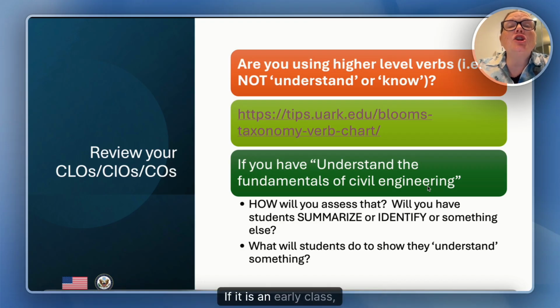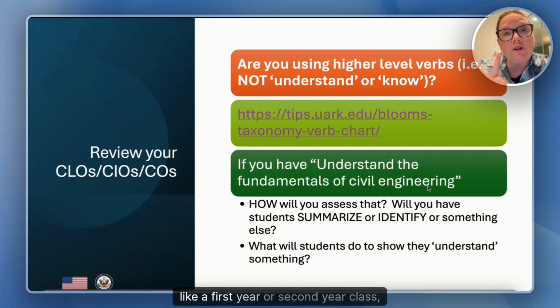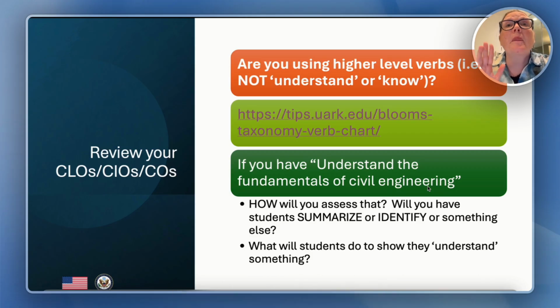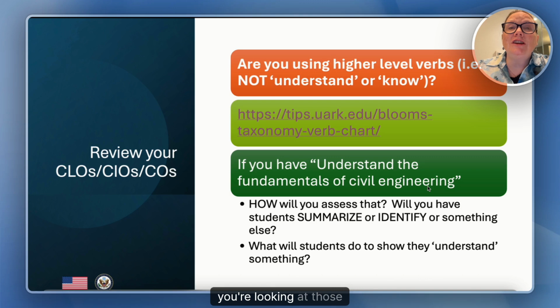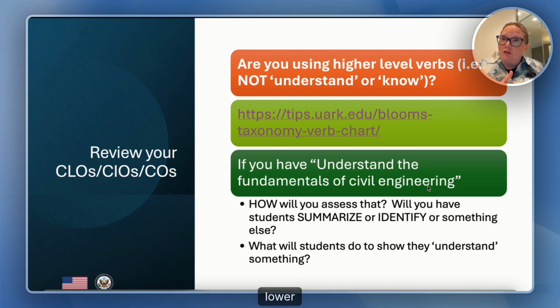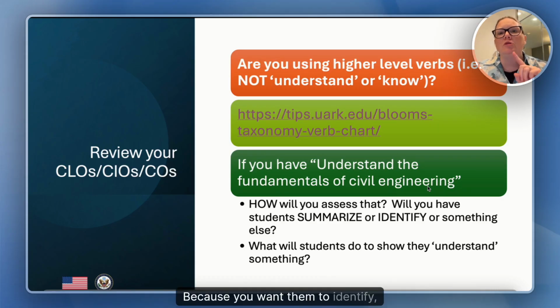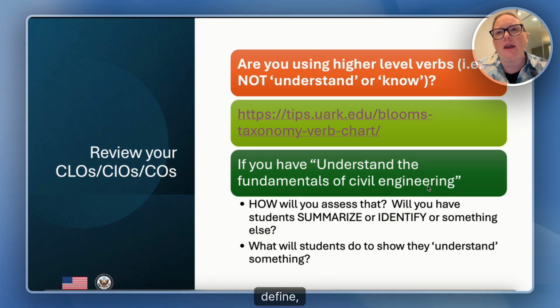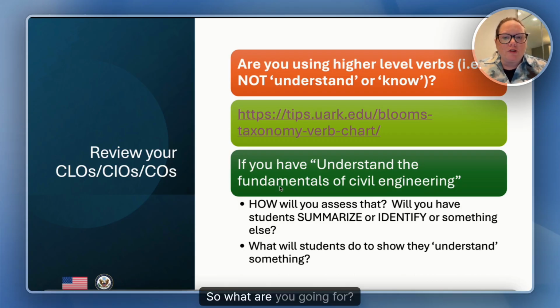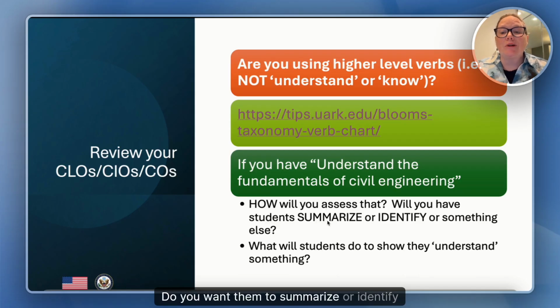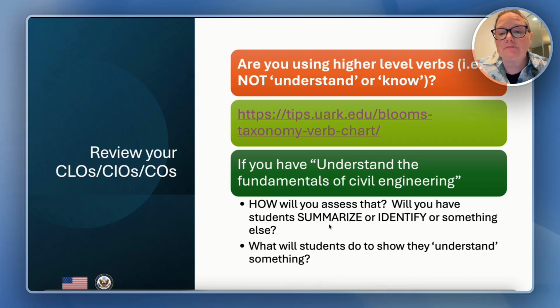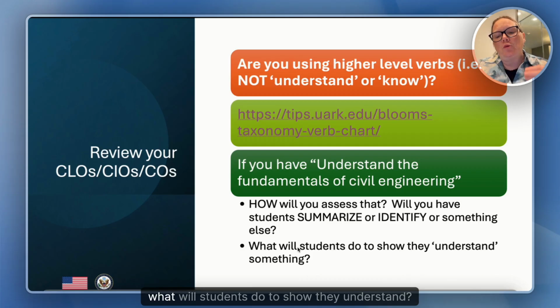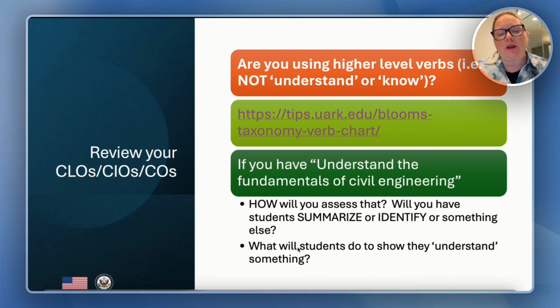If it is an early class, like a first year or second year class, maybe you're looking at those lower cognitive process columns, right? Because you want them to identify, define, list fundamentals. So what are you going for? Do you want them to summarize or identify something? So basically, what will students do to show they understand?